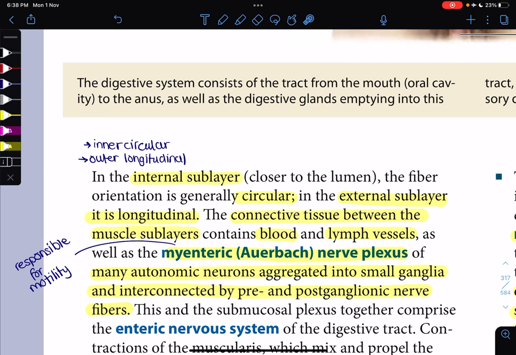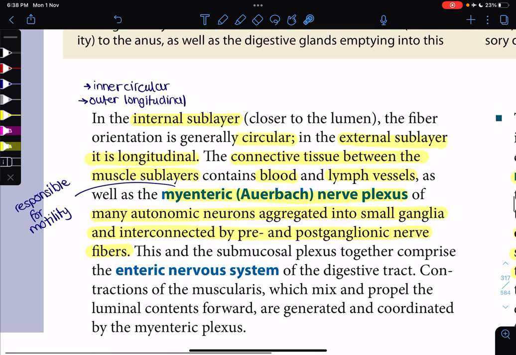So the smooth muscle sublayers, there is an internal sublayer which is inner circular, and there is also an external sublayer which is outer longitudinal. Okay? So the connective tissue between the muscle sublayers contains blood and lymph cells, as well as the myenteric nerve plexus or the Auerbach nerve plexus of many autonomic neurons aggregated into small ganglia and interconnected by pre and post ganglionic nerve fibers. So the myenteric nerve plexus is responsible for motility. We're going to discuss it now.